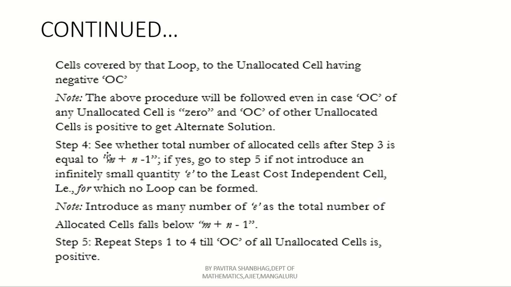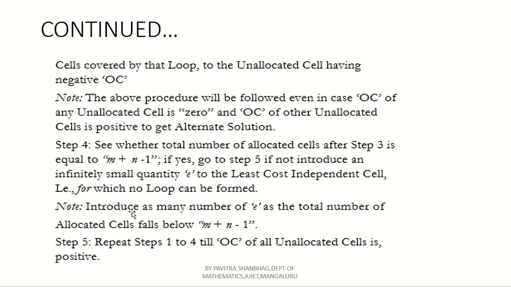Now, step 4 here. See whether the total number of allocated cells after step 3 is equal to m plus n minus 1. What is meant by m and n? Number of rows and number of columns, right? If yes, go to step 5. If not, introduce an infinitely small quantity E, or epsilon, to the least cost independent cell, that is, one for which no loop can be formed.